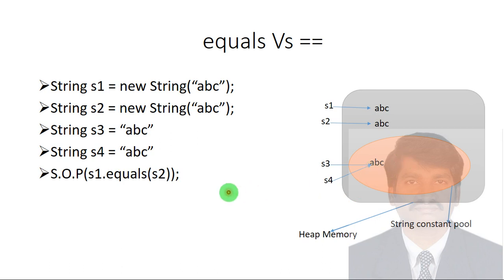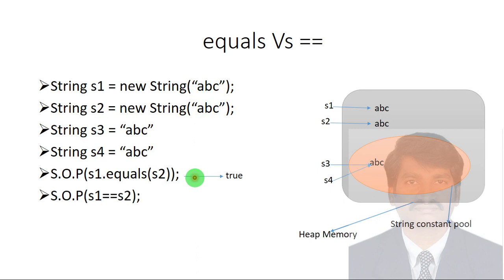Now I'm trying to compare System.out.println of s1.equals(s2). What this equals method does is, it will compare the content of s1 and s2. If both are equal, it will return true. If both are not equal, it will return false. Guys, in this case, s1 is abc and s2 is also abc. So contents are same, so it will return true.